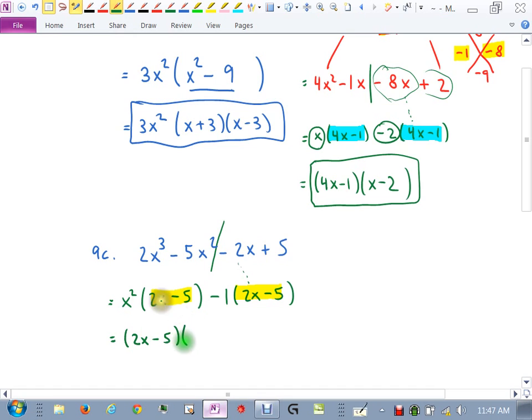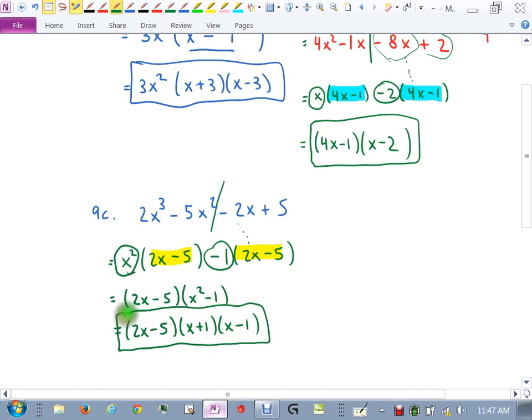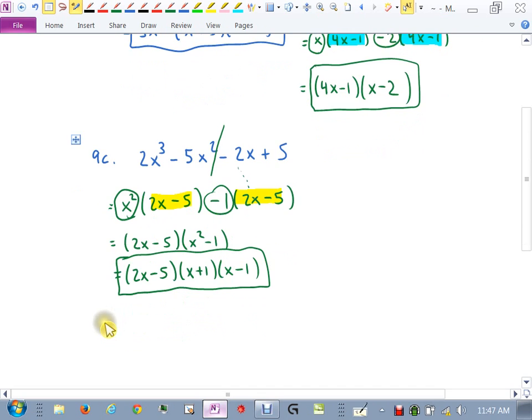And then write the other two pieces out in front of that, x squared minus 1. And hold on now, x squared minus 1, that second factor there is a difference of squares. So it can go down a little bit more to x plus 1 times x minus 1 using the difference of squares formula. That's it.